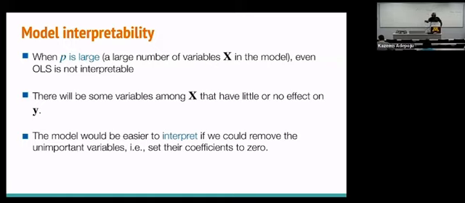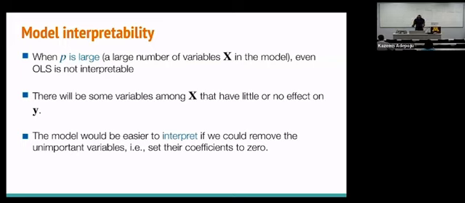Okay, when P is large, you have a large number of variables. The OLS is not interpretable. That's what we mean. Now, there will be some variables among them that have no effect. If they have no effect, you know what I mean? They are irrelevant. There's something that needs to be done. We can shrink the coefficient to 0. We can do whatever. Now I said the model will be easier to interpret if we remove the unimportant ones. Look at where I'm coming from now.